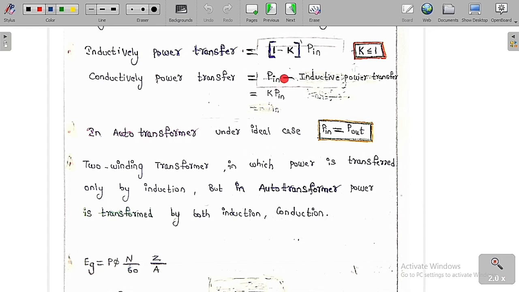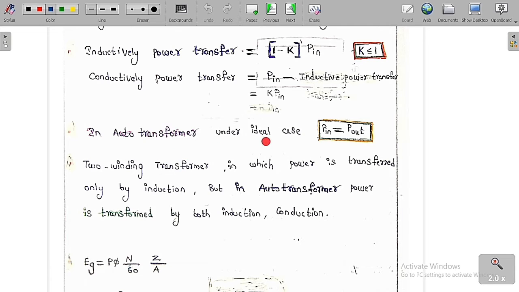So this is the very point that you always need to understand. Therefore, the inductive power transfer is equal to 1 minus K into input power, and the conductive power transfer is equal to K into PIN, because inductive power transfer plus conductive power transfer is equal to the overall input power. Where K is always less than or equal to 1, and it is equal to the low voltage winding of the auto transformer by the high voltage of the auto transformer.